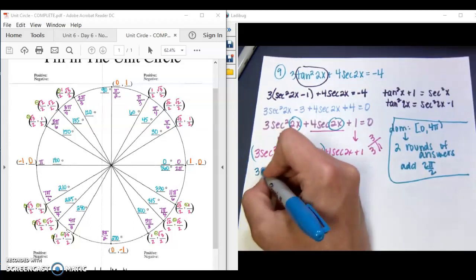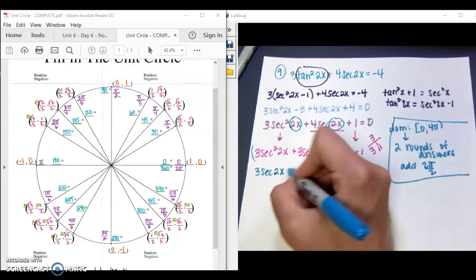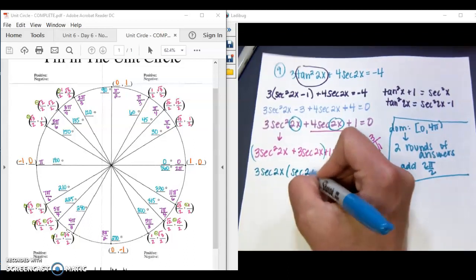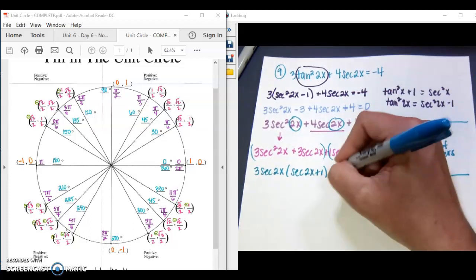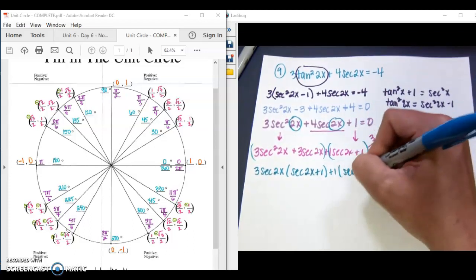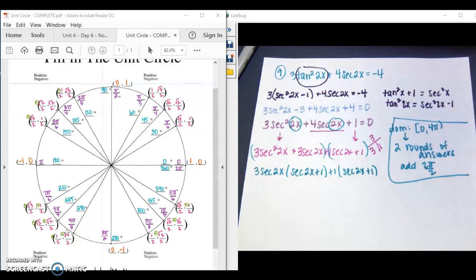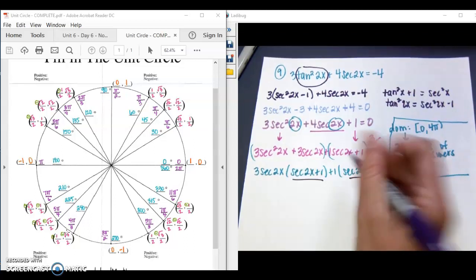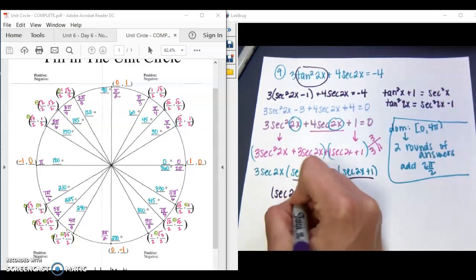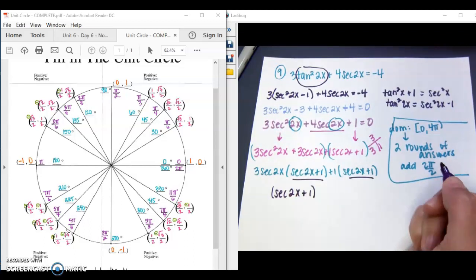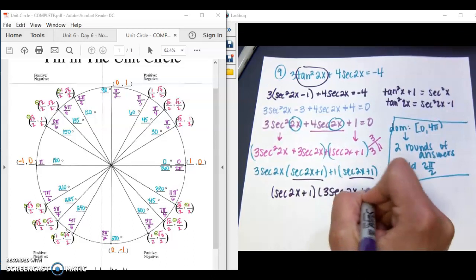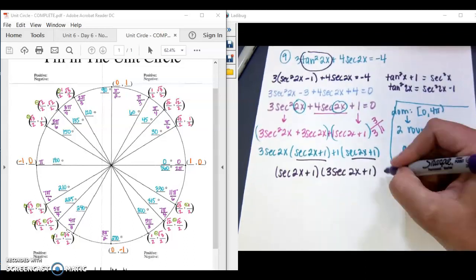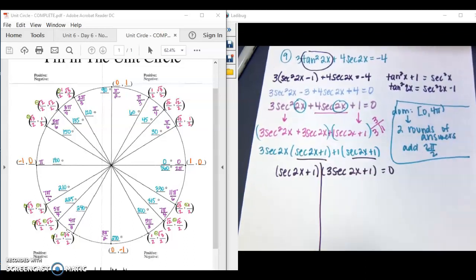GCF is going to be 3 secant 2x, which will leave us with secant 2x plus 1. GCF here is just going to be 1. Insides are the same, so one factor is secant 2x plus 1. Other factor is 3 secant 2x plus 1. Set it equal to 0, and we're ready to split it down the middle.